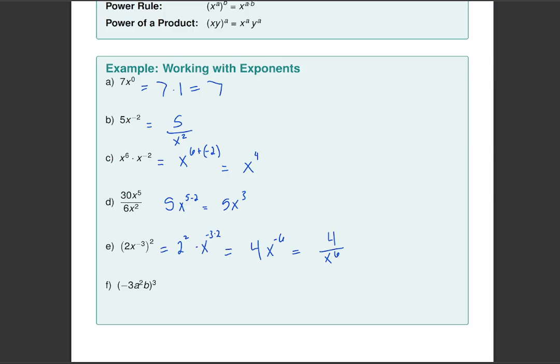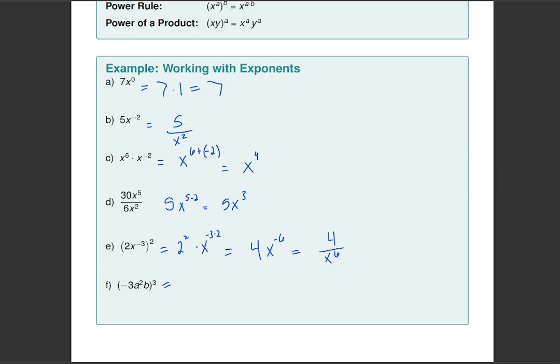All right, lastly, we have a similar idea. We have our negative 3a squared times b, all raised to the third. So we do have some different variables here, but it's just to make you practice working with different letters. Our base is a in one of the factors, and our base is b in a different factor. So you'll see those are two that can't be combined any further.